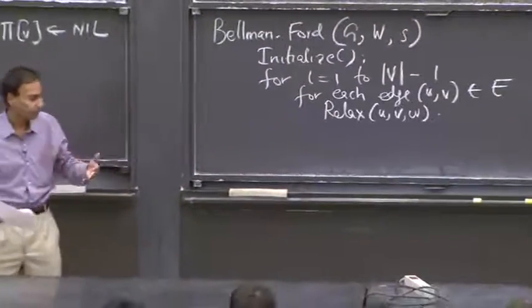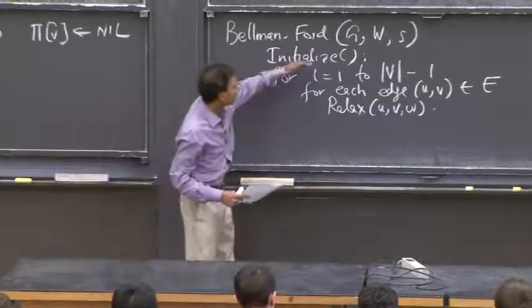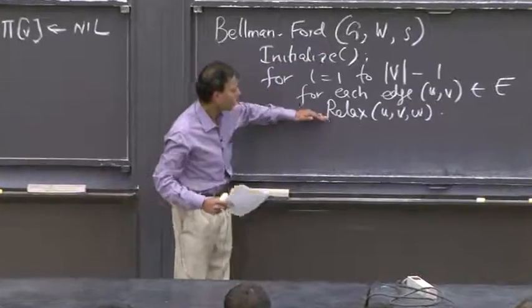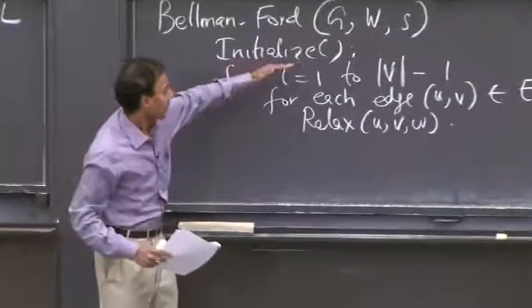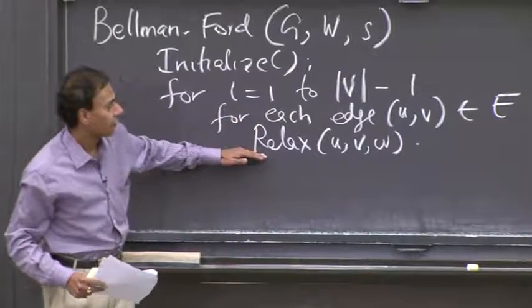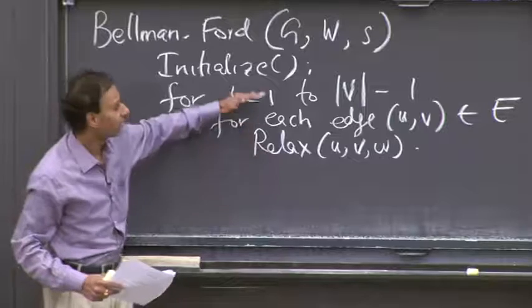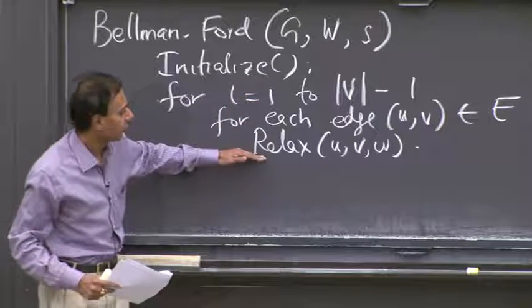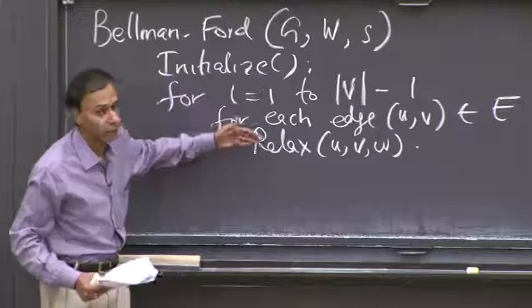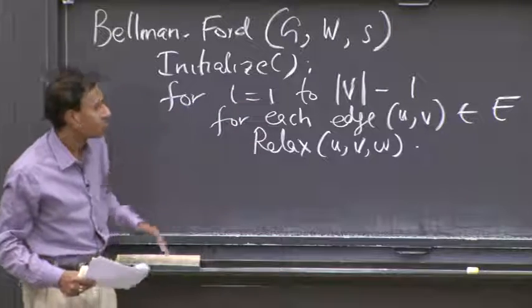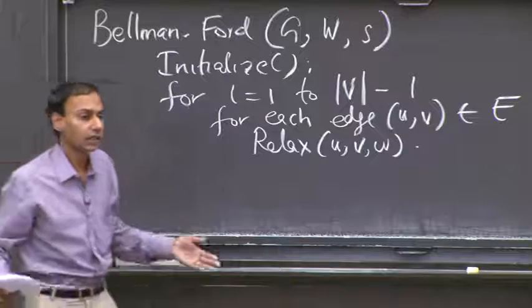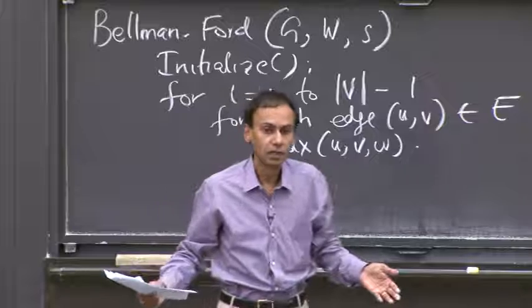And if you know magically that there are no negative cycles in the graph, right? So if there are no negative cycles in the graph, then after these v minus 1 passes, and we'll have to prove this, you're going to get the correct shortest path weights. Okay?